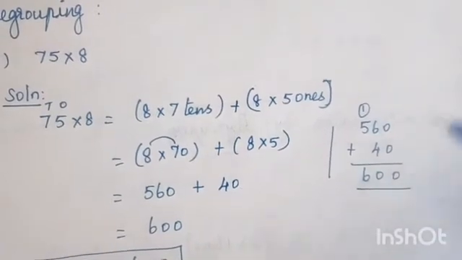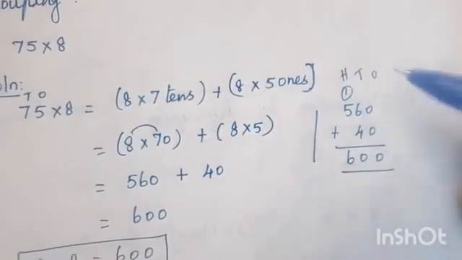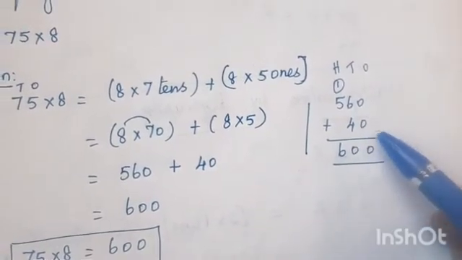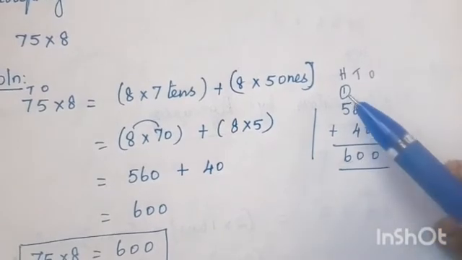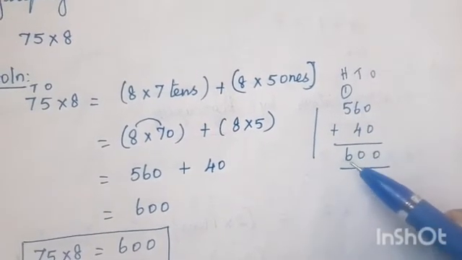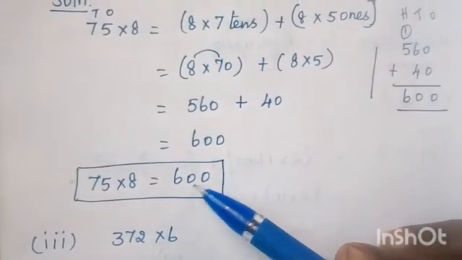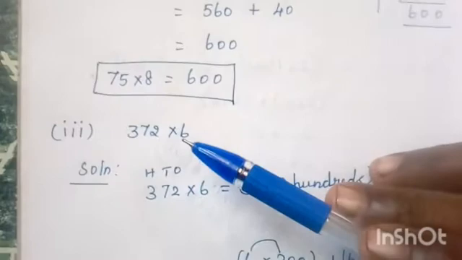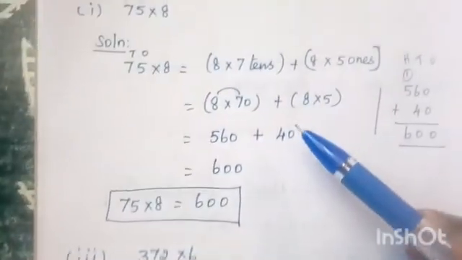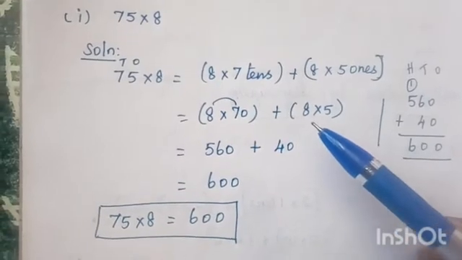Now you have to add these two. Denote the place values: ones, tens, hundreds. So 560 plus 40. 0, then 6 plus 4 is 10, balance 1, 5 plus 1 is 6. So 600. So 75 multiplied by 8 is equal to 600. Next are the 3-digit numbers. One more sum is there with a 2-digit number, which you have to try yourself.